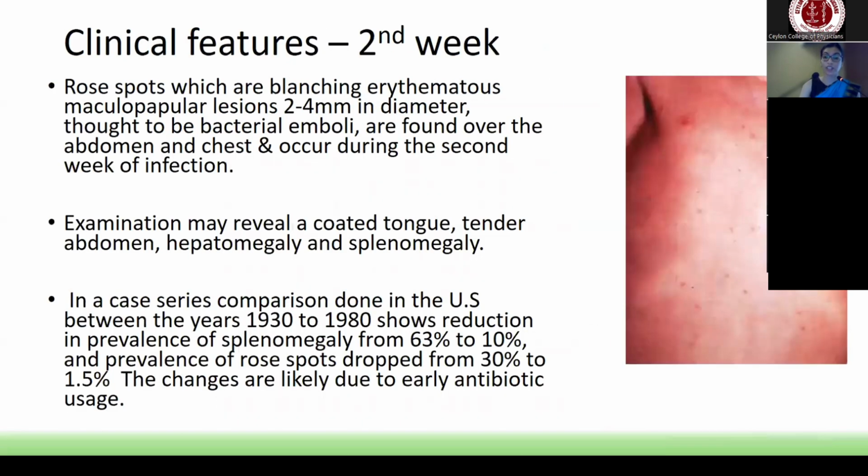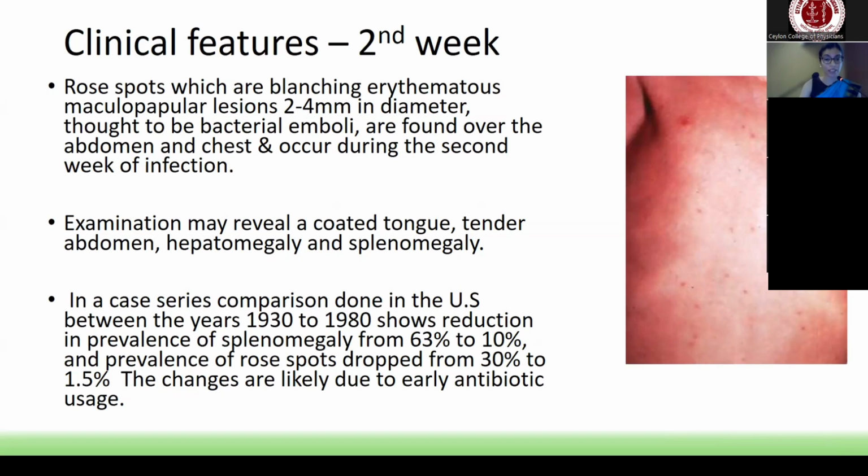Clinical features in the second week. Rose spots are branching erythematous maculopapular rashes 2 to 4 millimeters in diameter, thought to be bacterial emboli, and can even be cultured. They are found over the abdomen and chest and occur during the second week of infection. Examination may reveal a coated tongue, tender abdomen, hepatomegaly, and splenomegaly.